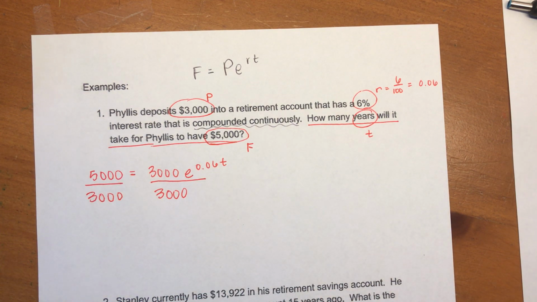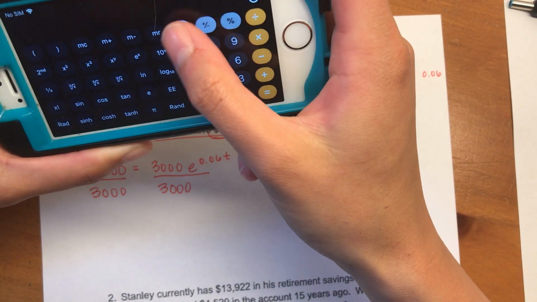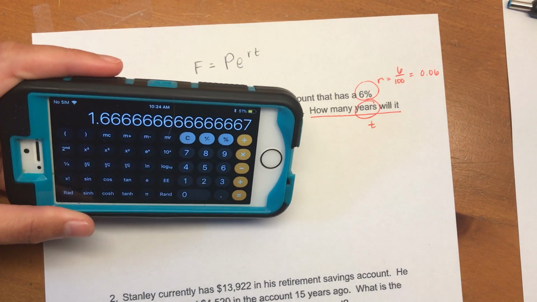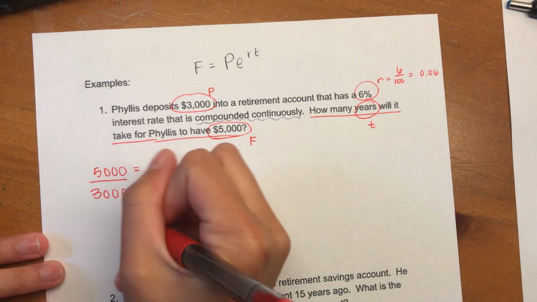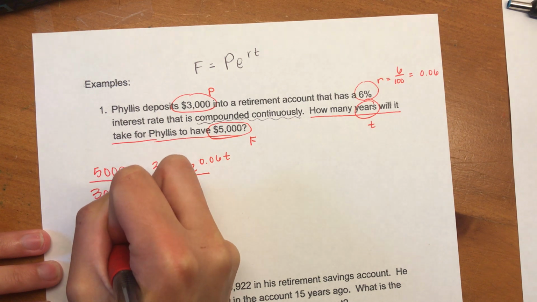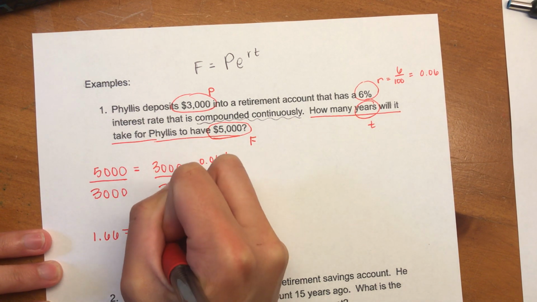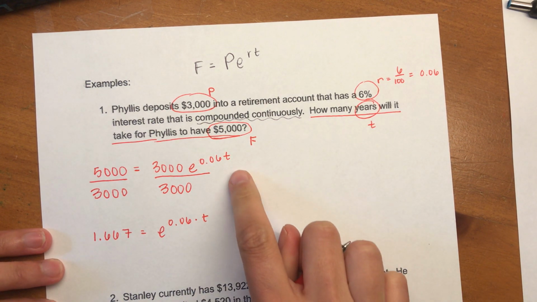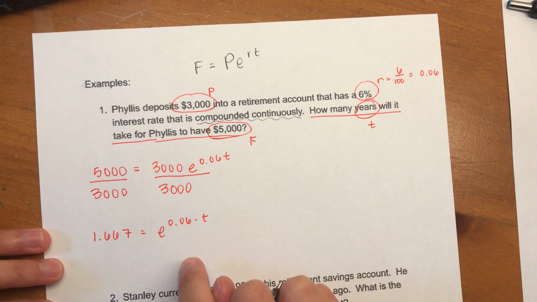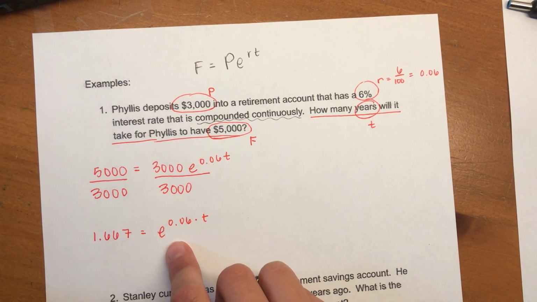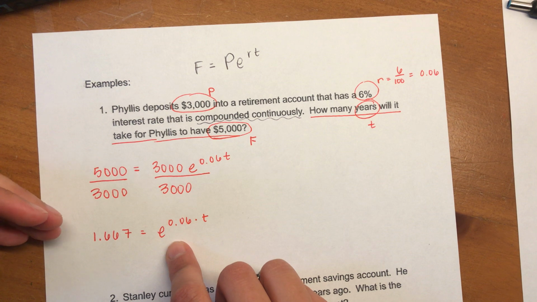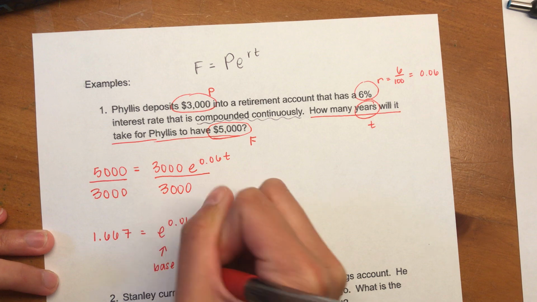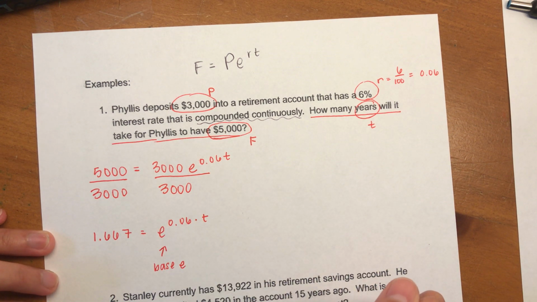Okay, so then 5,000 divided by 3,000. I don't think that's going to be pretty. Yeah, it's going to be 1.6666666666666. I'm going to round that to 1.667. And I still have e to the 0.06 times t left on the right-hand side. So now I've got a nice exponential expression, and I'm going to take the logarithm of both sides. Now, since I've got a base e here, that's what tells me I'm going to take the natural logarithm of both sides.